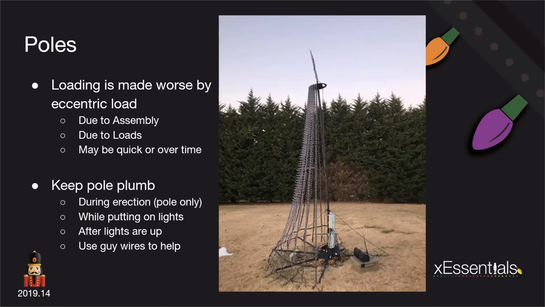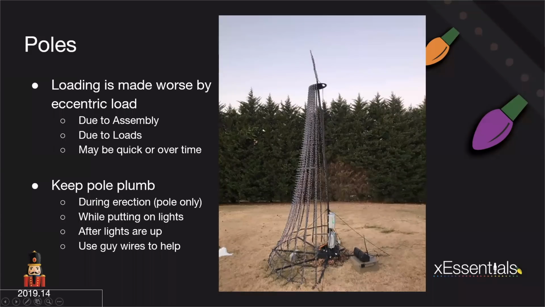Now, if you get a wind load that acts on here too, it's going to try to push that even farther. That puts a lot of stress either at the bottom of the pole or onto the foundation, or both, that can lead to failure. You want to avoid this if at all possible. You want to keep this as plumb as it can be. And you want to check this multiple times during the construction of your mega tree.